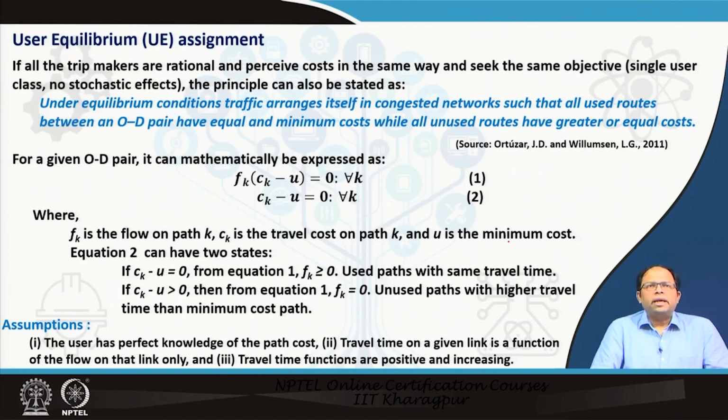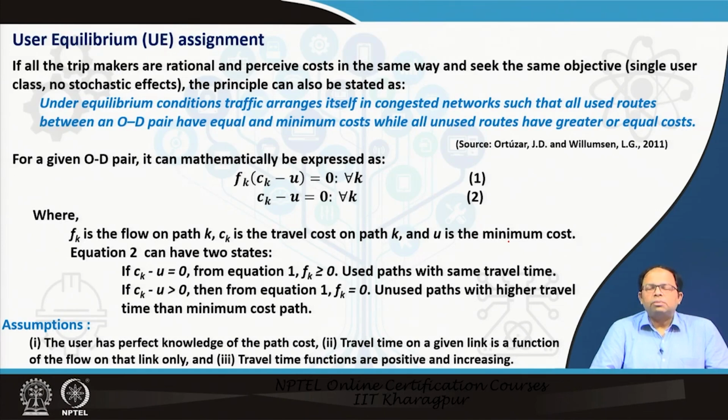So, we can also say if all trip makers are rational and perceive cost in the same way and seek the same objective, that is the shortest path, and we are considering a single user class, that means everybody has the same perceptions about cost, same preferences about cost or time and so on, which variables they will consider when they choose a particular route, or there is no stochastic effect. That means there is no variability among the population, everybody wants the same thing.